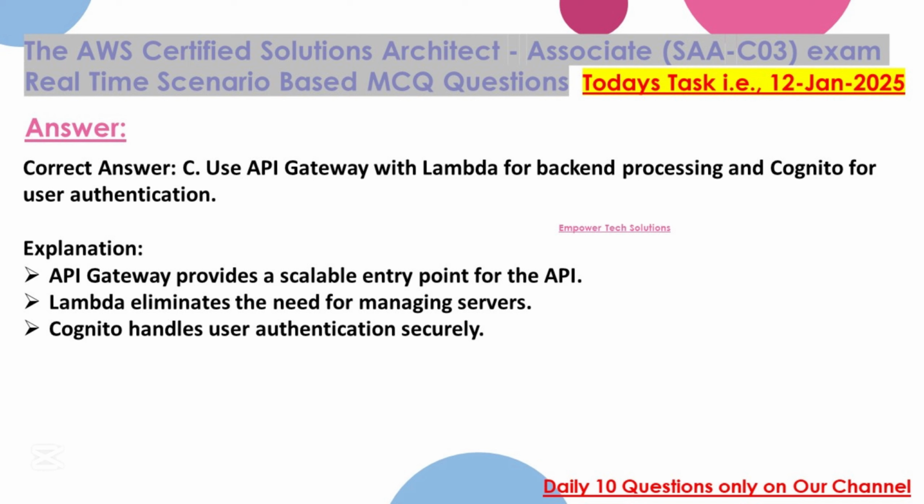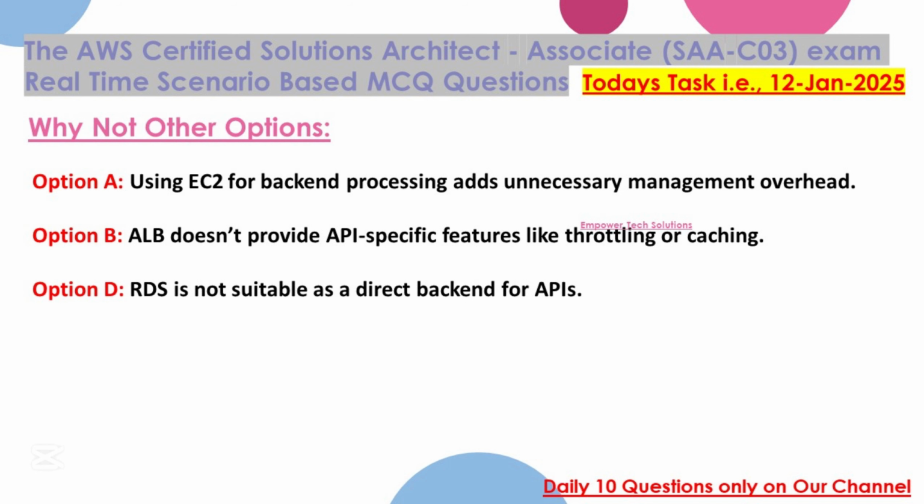Lambda eliminates the need for managing servers. Cognito handles user authentication securely. Why not other options? Option A. Using EC2 for backend processing adds unnecessary management overhead. Option B. ALB doesn't provide API-specific features like throttling or caching. Option D. RDS is not suitable as a direct backend for APIs.